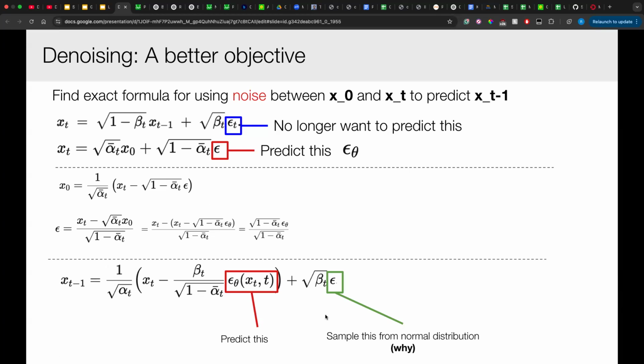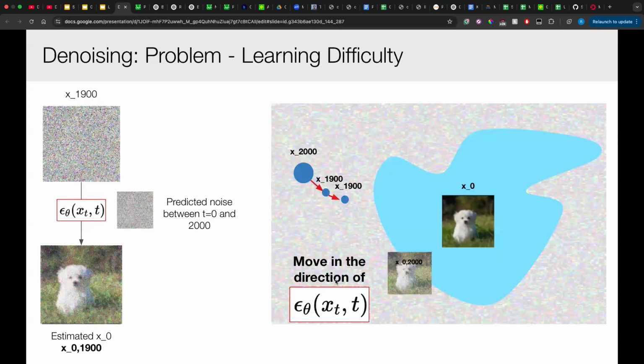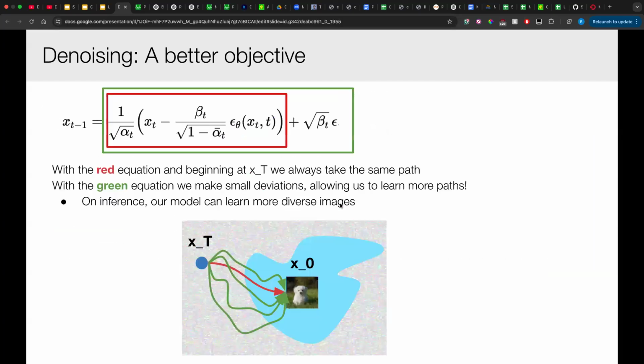Okay, so you might be asking, what is the second epsilon term? Because again, I'll say it once again, e theta is the predicted noise between x of 0 and x of t. This epsilon is a completely new randomly sampled epsilon. So in other words, we're kind of hijacking our arrows and making them point in the slightly wrong direction, making our arrows noisy. Why would we ever want to do that?